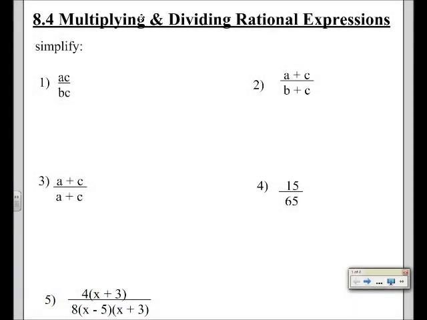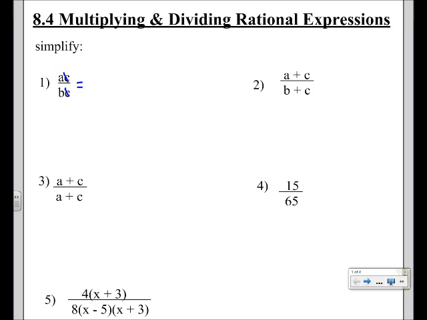Section 8.4, multiplying and dividing rational expressions. All right, we've done some of this before. We call it reducing or canceling. So what we're going to start with here, example 1, says A times C over B times C. Well, at first when we look at this, we'd say we can cancel those C's. You're absolutely right. We can cancel those C's, but let's take a quick look at why. This should be a little bit of review.